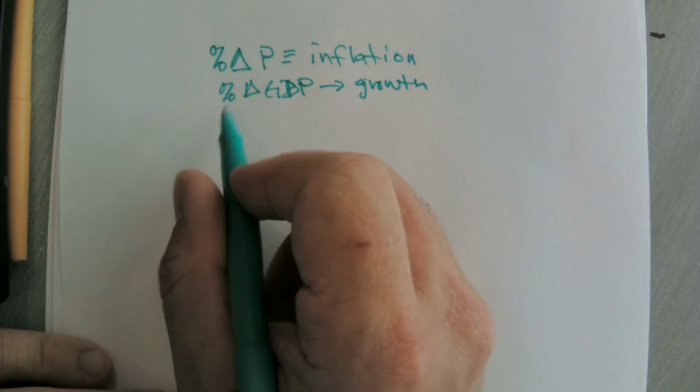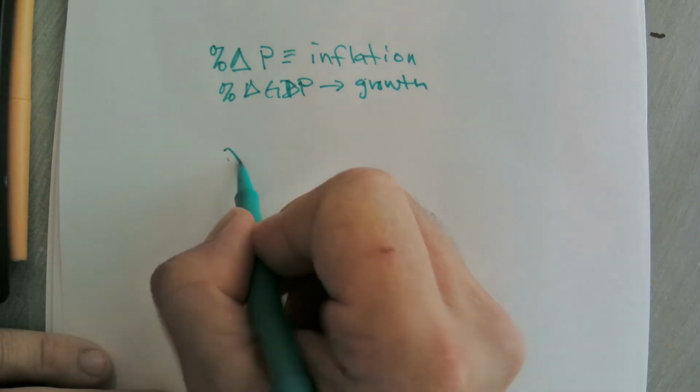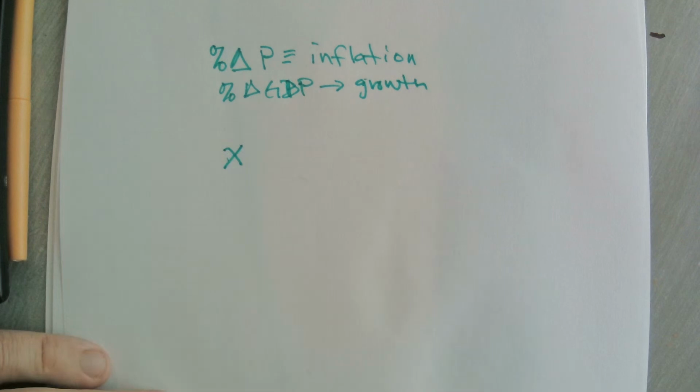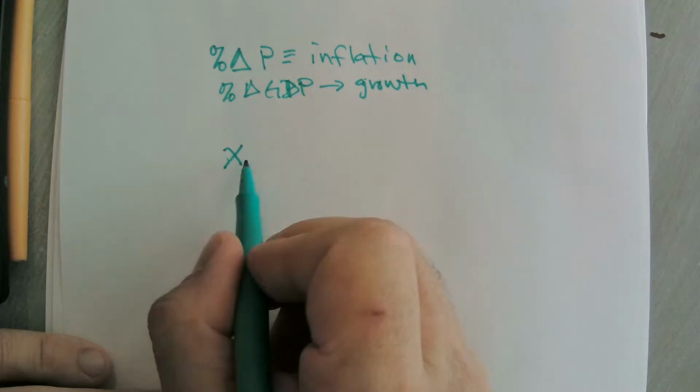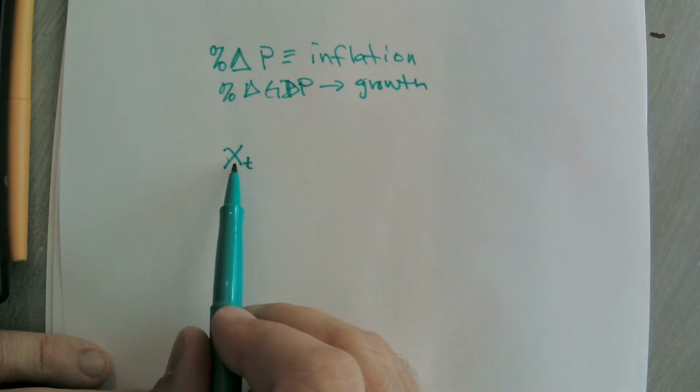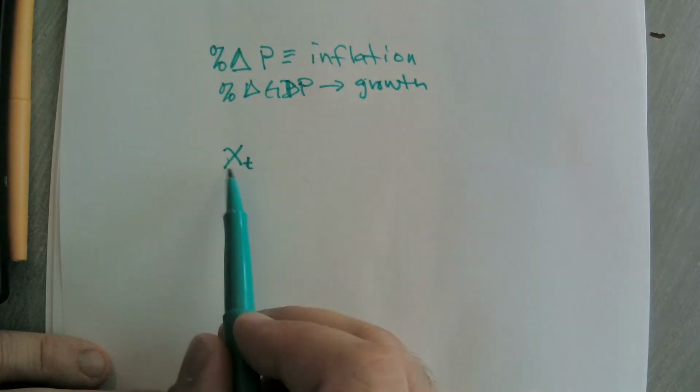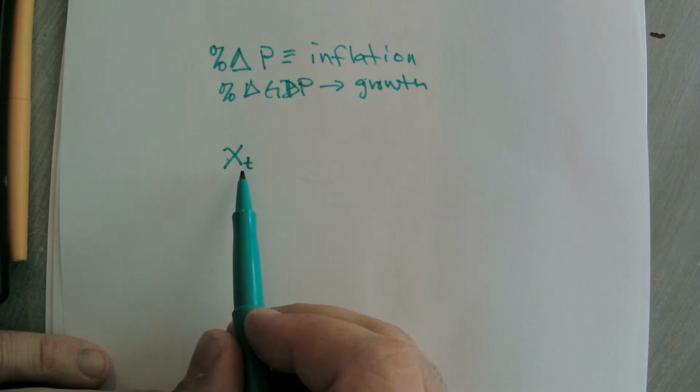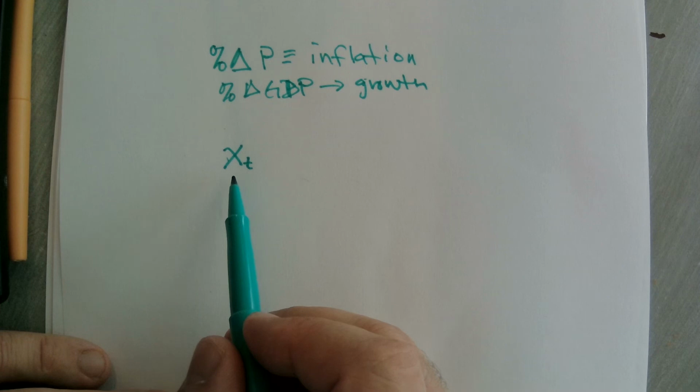So for any variable, I'll just call it variable x. Okay, we'll say that this is a time variable. I'll put a time subscript. That means this could be prices, x could be GDP, whatever it is, and it's observed at a certain period of time. That could be quarterly, yearly, monthly, doesn't really matter.